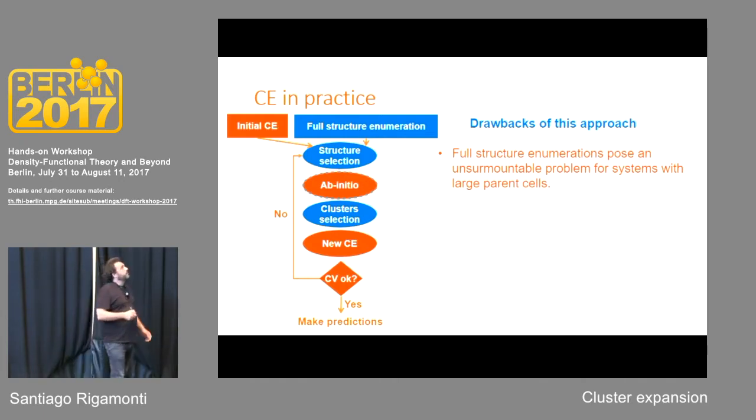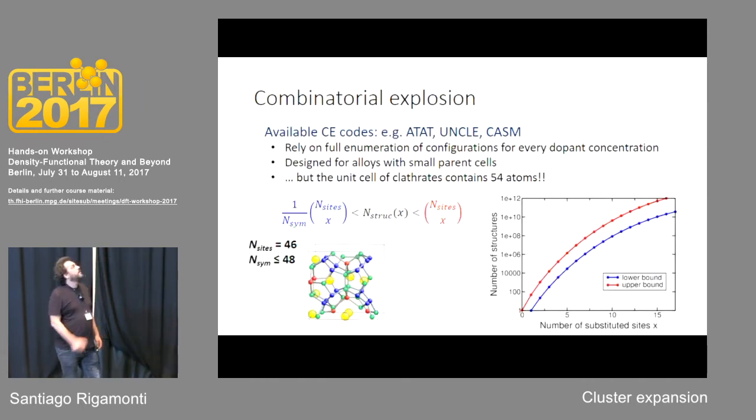But there is a drawback to this approach: this very first step that the codes usually do poses an insurmountable problem for systems with large parent cells. For instance, I will give some examples. What I mean by a large parent cell is that if you take the smallest possible cell of the crystal structure, it contains many atoms. By many, we are talking about around 30. If it contains more than 30 atoms, we call it big or large.